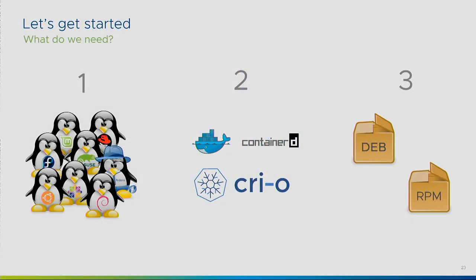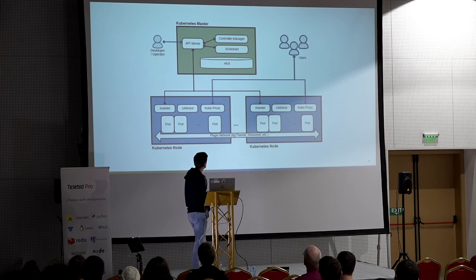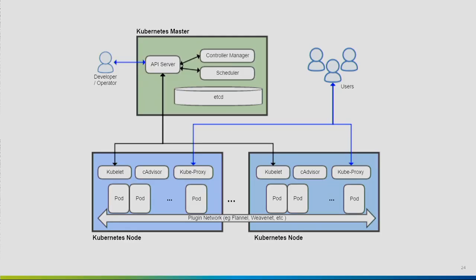Now, let's start with this. What we need is a set of Linux VMs. On top of these Linux VMs, you have to deploy some CRI. That's either Docker, Containerd, CRI-O, whatever. After you deploy this, you install the Debian or RPM packages of kubeadm. These will bring kubelet and kubectl as dependencies. And once you do that, we'll be able to start deploying via kubeadm.